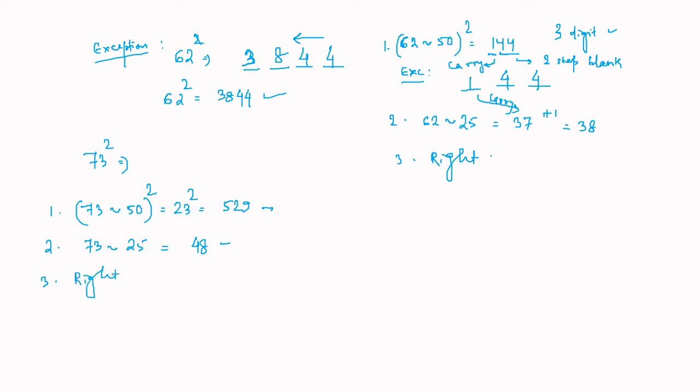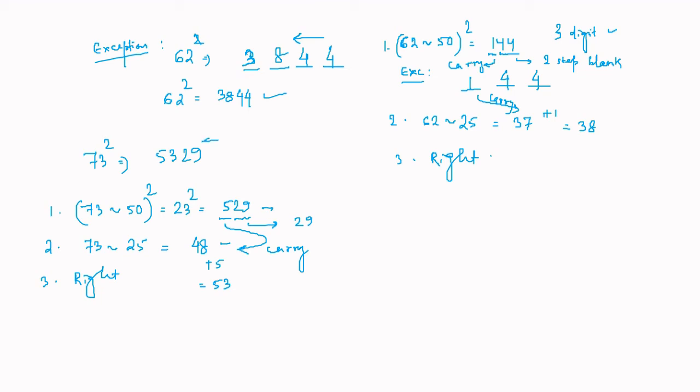So 73 square in that case will become, now do observe that 529 is a 3-digit number and we cannot fill this in a 2-step blank process. So the numbers that we will be filling are only 2 and 9, and the 5 that remains will go as a carryover on the result obtained in the second step, that 48. So 48 will now become 53 by adding 5 as a carryover. So 73 square will be 5329.